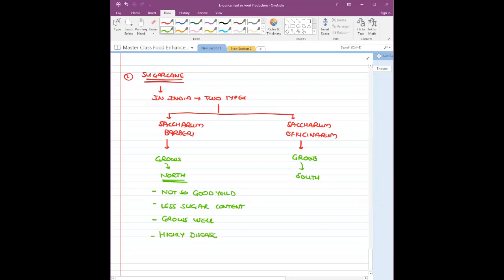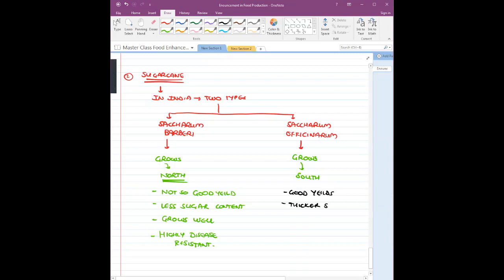So it has some good qualities and also some bad qualities. Now, when we compare this with Saccharum officinarum, this one gives good yields, very nice yields. Second thing, guys, this had a thicker stem, so it's really nice and juicy.